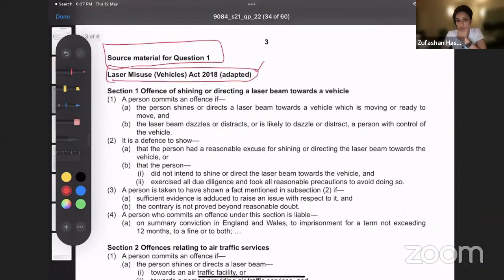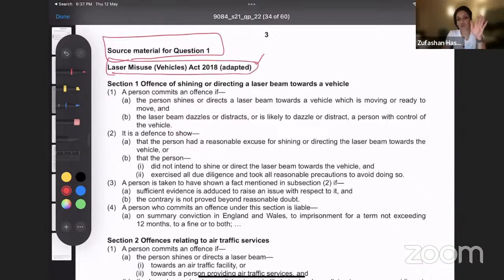This looks very complicated, but always remember to take a deep breath and break up the material in parts. Remember to look at the commas, the ands, the dashes, the ifs. All these are guiding you towards breaking it up in different parts. So for example, we begin to read section 1 of the Laser Misuse Act. So with me, let us read section 1, subsection 1 of this particular Act of Parliament. The offense given to you in the heading: offense of shining or directing a laser beam towards a vehicle.